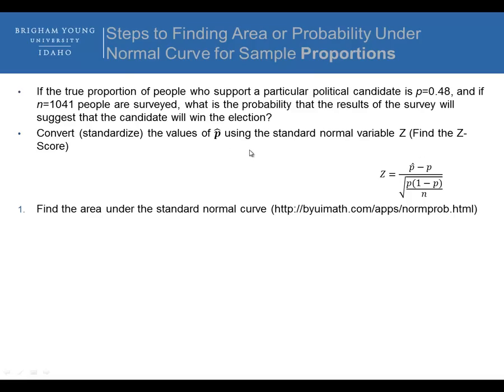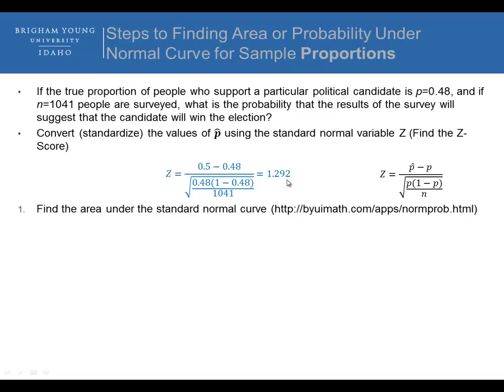But what is p hat in this case? We're looking to see what's the probability that the results of the survey suggest that the candidate will win the election. What's the percentage it needs to be above for a candidate to win? Well, it's 50%. So we're going to use 50%, or 0.5, to get the z-score. So it's 0.5 minus 0.48 divided by the standard deviation, which is the square root of 0.48 times 1 minus 0.48 divided by 1,041. And we get a z-score of 1.292.